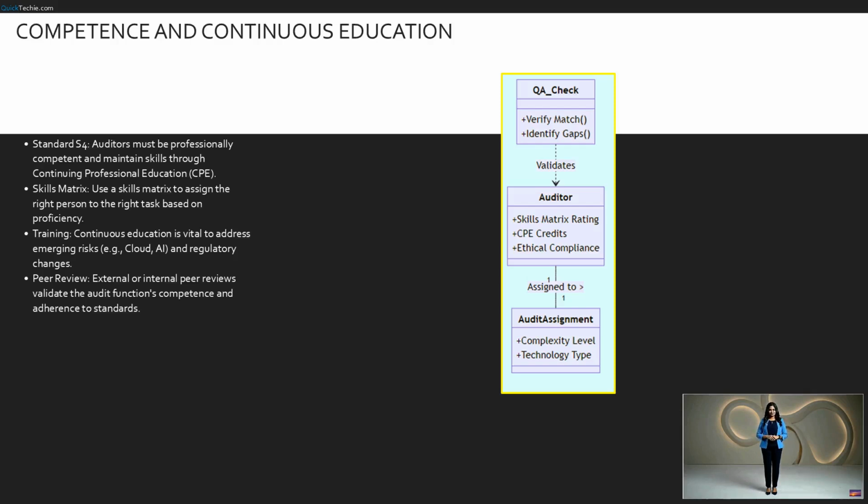This diagram shows the relationship between the auditor and the assignment. The QA check exists to verify that the auditor's properties, skills, CPE, ethics, match the assignment's complexity. If there is a mismatch, the QA process identifies the gap for remediation, such as additional training.